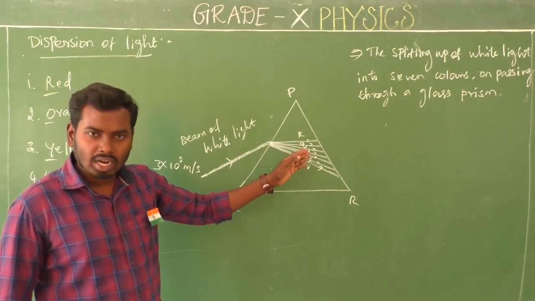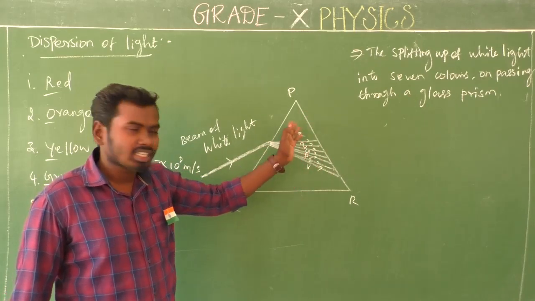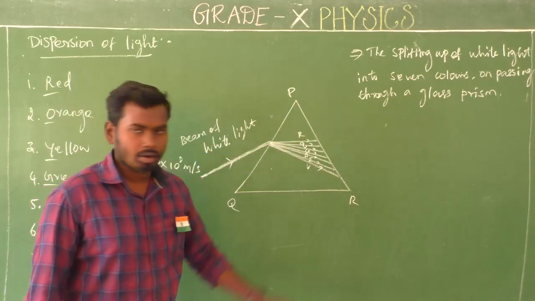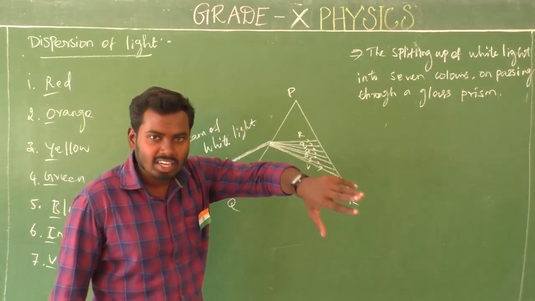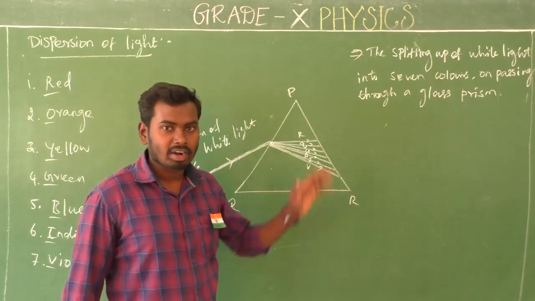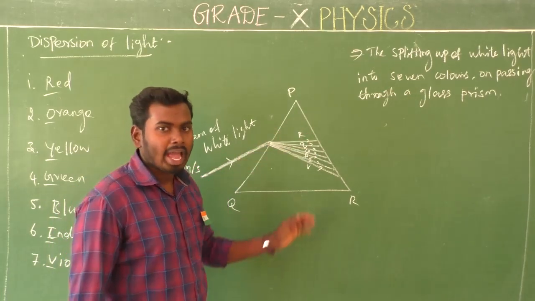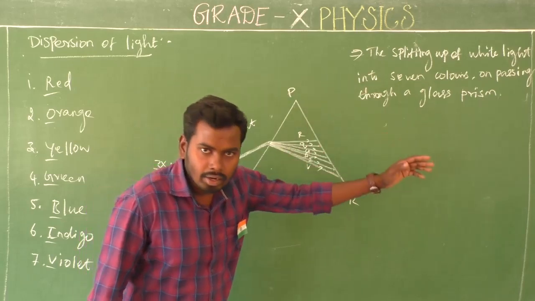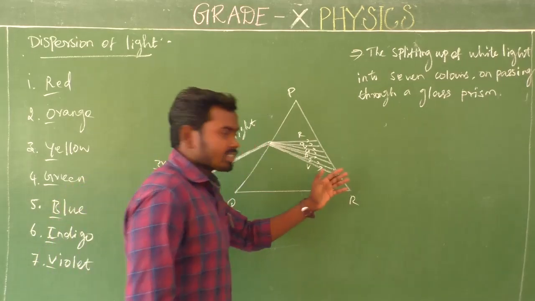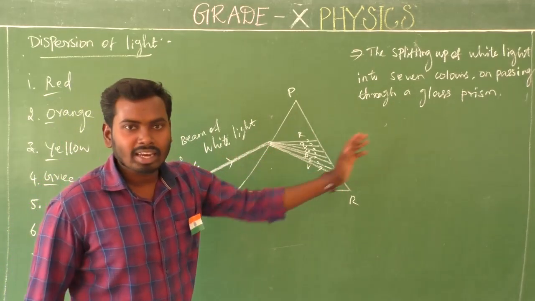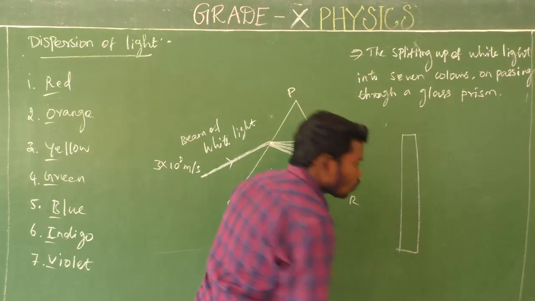Next, what will happen? These 7 constituent colors fall on the second surface of the glass prism, PR. Is it clear? Yes. What is the next move? They have to come out, which means they have to travel in air medium, because air is around it. Is it clear? Yes. Next, place a white screen after the glass prism here. This is the white screen.